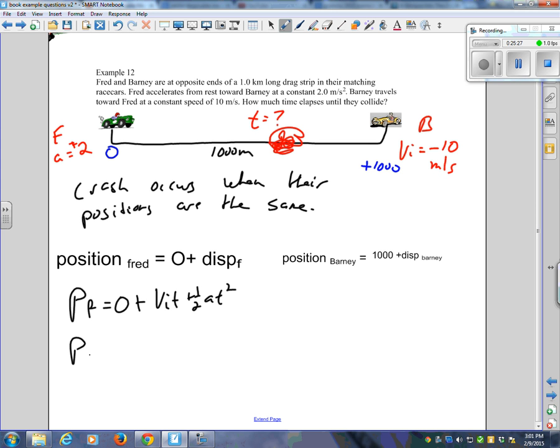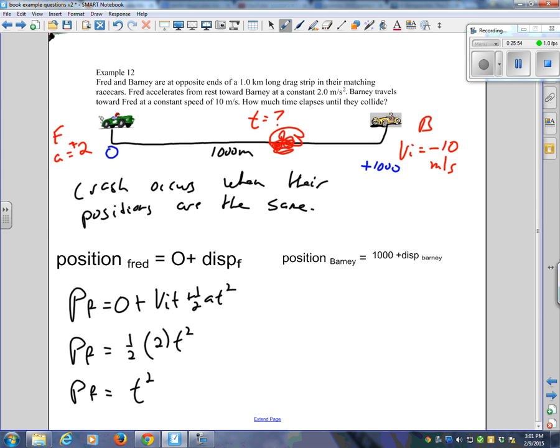So position of Fred is equal to, he's got an initial position of 0. What's his initial velocity? Also 0. So it's really just 1/2 his acceleration, which is 2, t squared, which conveniently works out to just plain old t squared. Is that for the first one? Is it 0t or is it 0 plus? It's 0 plus, yeah.